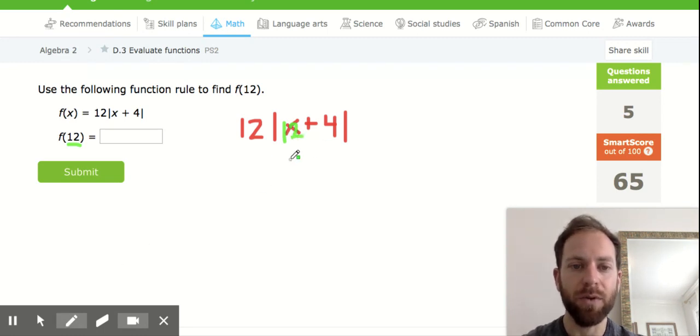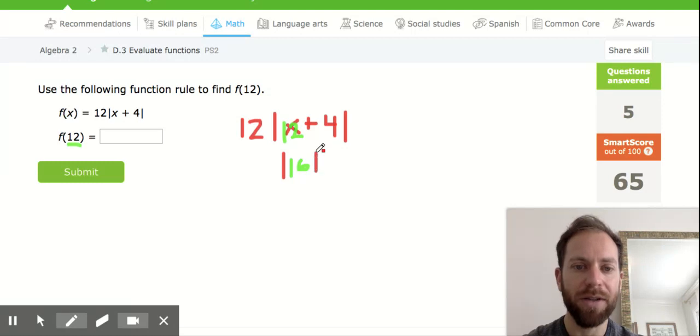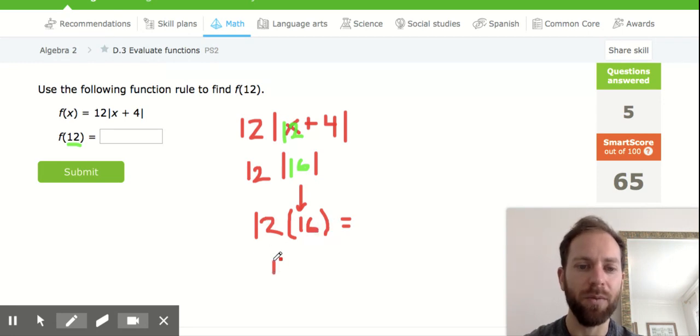What's 12 plus 4? Well, that's 16. So we're taking the absolute value of 16. Since that's already a positive number, it just stays positive. So this is really 12 times 16. If it were negative 16, it would also become positive 16. So let's go ahead and do that. 16 times 12. Let's see. 10 times 12 would be 120. And then 6 times 12 would be 72. So this must be 192.